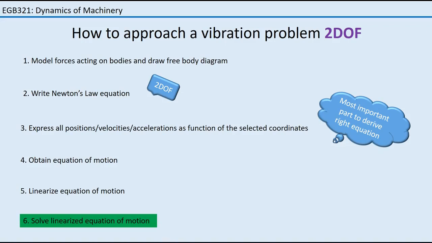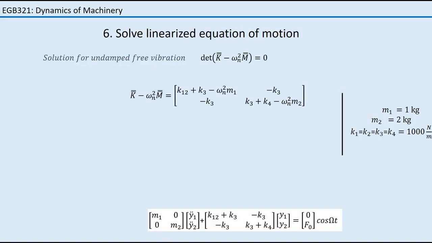The next step is to solve the linearized equation of motion. Starting with the first one, which is the solution of undamped free vibration, where we take this matrix determinant as null. So let's first form this matrix, which is K minus omega n square m. So here is our K matrix.